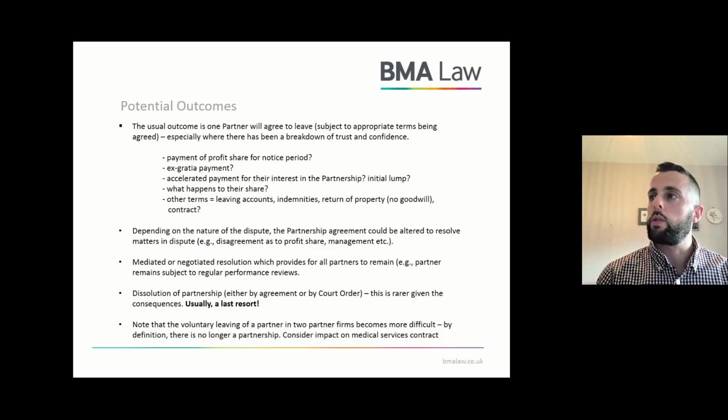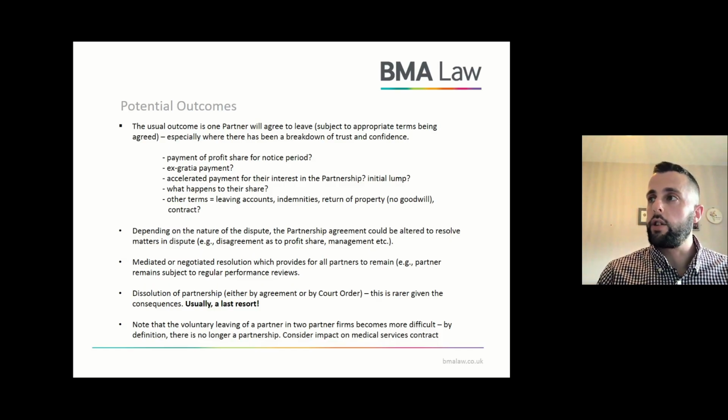Return of property: what sort of property does the outgoing partner have that belongs to the partnership? How's that going to be returned? What's going to happen to the GMS or the PMS contract? What sort of notices need to be signed in relation to that? That obviously differs from partnership to partnership.